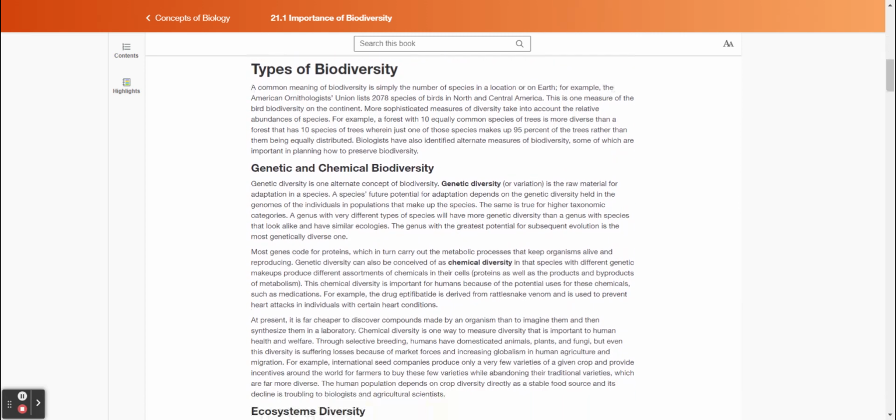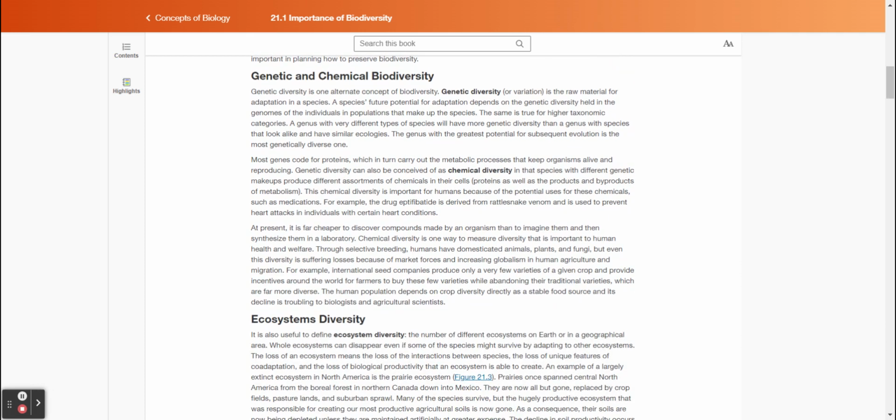Types of biodiversity. A common meaning of biodiversity is simply the number of species in a location or on Earth. For example, the American Ornithologists' Union lists 2,078 species of birds in North and Central America. This is one measure of the bird biodiversity on the continent. More sophisticated measures of diversity take into account the relative abundances of species. For example, a forest with 10 equally common species of trees is more diverse than a forest that has 10 species of trees, wherein just one of those species makes up 95% of the trees, rather than them being equally distributed. Biologists have also identified alternate measures of biodiversity, some of which are important in planning how to preserve biodiversity.